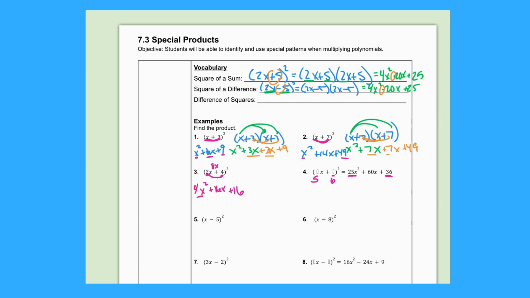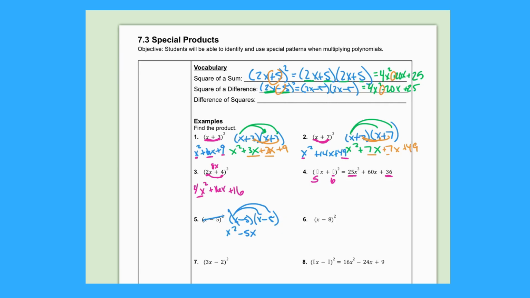So let's do one of these written out, and then we'll do the shortcut on the other two. x minus 5 times another x minus 5. That's what it means to be squared. It means there's two of them. And then we distribute. x times x is x squared. x times negative 5 is negative 5x. And then we are done with the x.